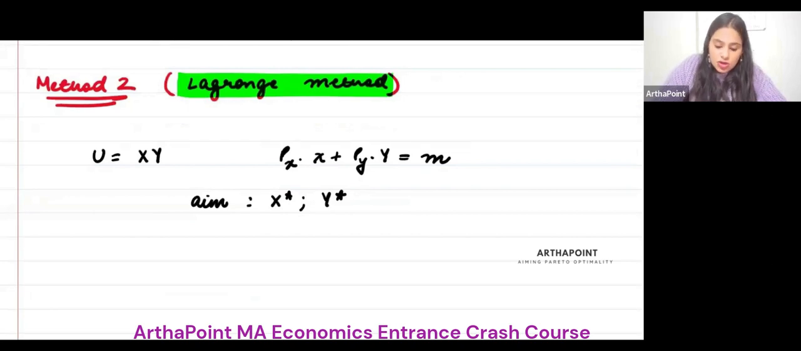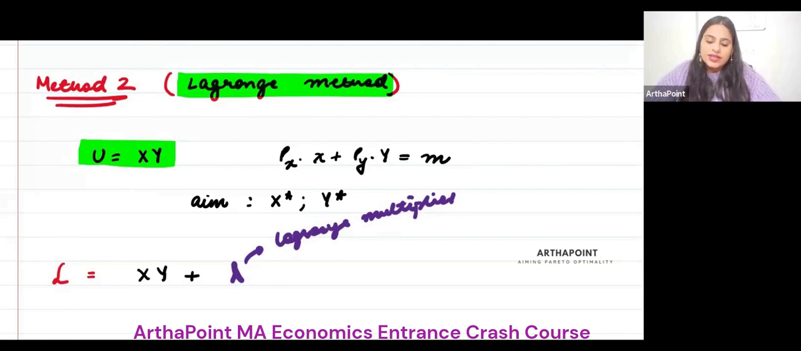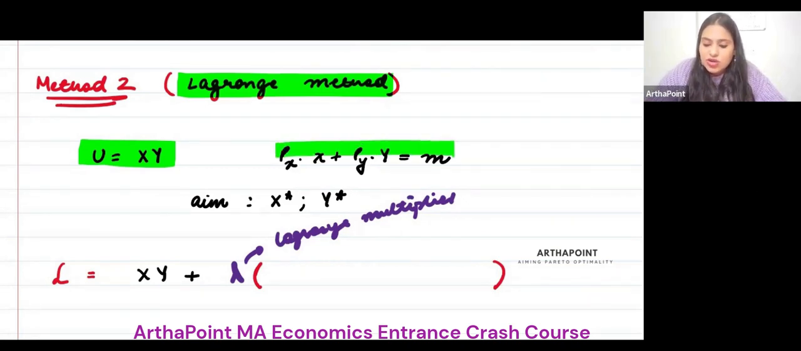I form something which is called a Lagrange, represented by L. In this Lagrange, we will first write this objective function. So I've written this. Then I will put a plus sign. Then I will write something known as a Lagrange multiplier, lambda. Then I will start a bracket, and in the bracket, I am going to write this constraint of mine.